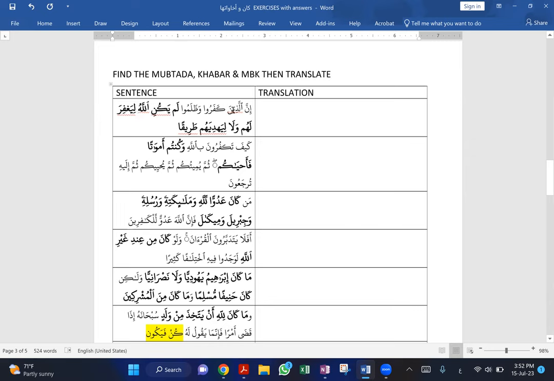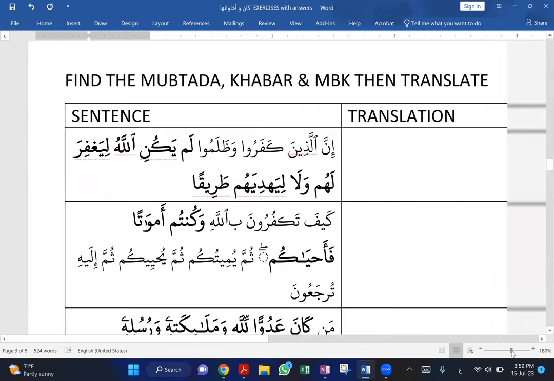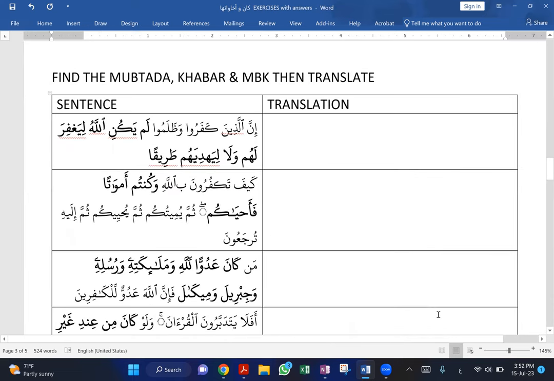So we have here: إِنَّ الَّذِينَ كَفَرُوا وَظَلَمُوا لَمْ يَكُنِ اللَّهُ لِيَغْفِرَ لَهُمْ وَلَا لِيَهْدِيَهُمْ طَرِيقًا. I hope it's zoomed so you can see. What do you guys think? إِنَّ الَّذِينَ is the mubtada, so we won't focus on this part. We'll just focus on the bold part, the kana part, to make it easier: لم يكن الله ليغفر لهم ولا ليهديهم طريقا. Allah did not... So let's figure out the mubtada and khabar first, and then the translation.